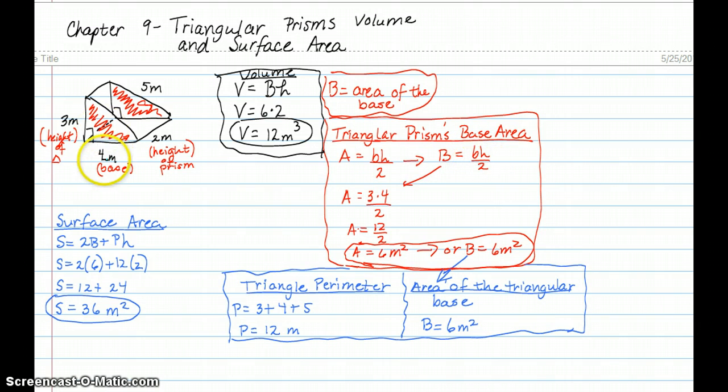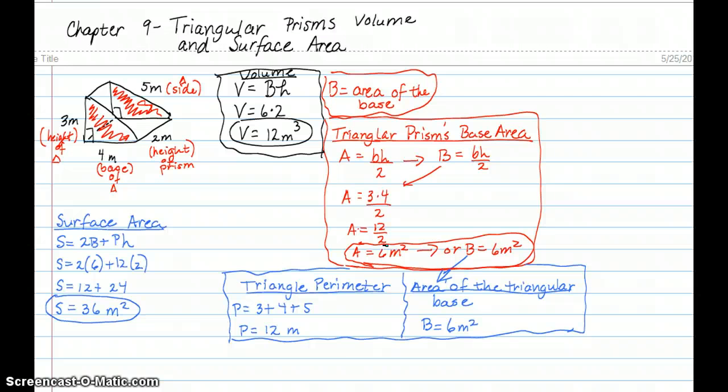The base is 4 meters. That's the base of the triangle. And the height of the triangle is 3 meters. And so you are going to go ahead and go 3 times 4, which is 12, divide that by 2, which is 6. So your big B, the area of your base, which is a triangle, is 6 meters squared, which is also just the area of the triangle. So that's not new knowledge. So we've got 6 meters squared.